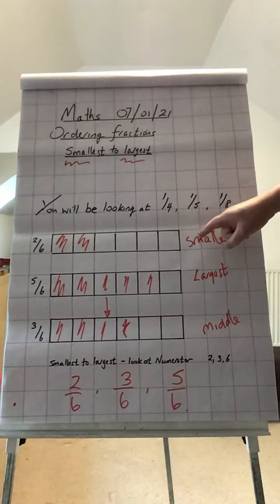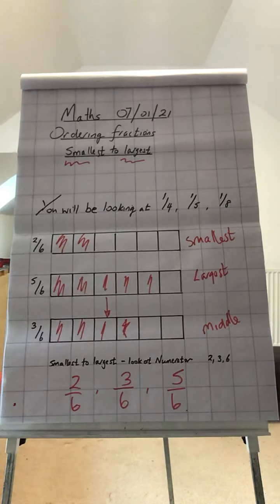And I think I might have even included a fraction wall just to help you, so that you can colour in the appropriate squares and see for yourself which one is the smallest fraction, which one is the largest fraction, and which one goes in the middle, i.e. is the middle value when you are comparing fractions in terms of their size.